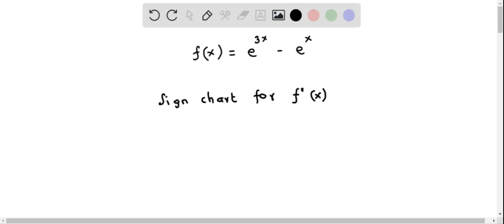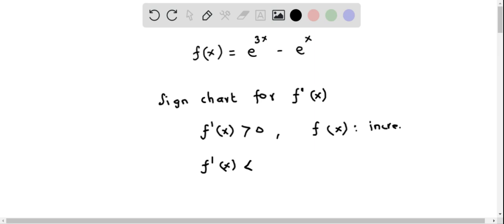And from this sign chart, we determine if in any interval, if f prime of x is positive, we see that in that interval the function is increasing, and if in any interval if f prime of x is less than 0, that is if it is negative, we see that f of x is decreasing in that interval. So let's see how to determine that.